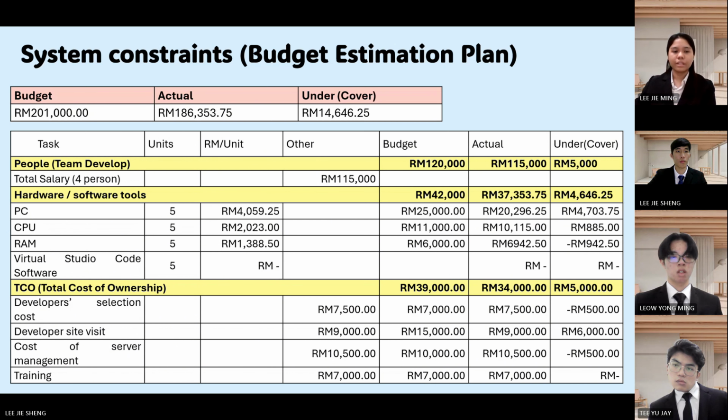So the next one is budget estimation plan. So the budget is 201,000 ringgit Malaysia. The actual cost is 186,353.75 ringgit Malaysia, and the undercost is 14,646.25 ringgit Malaysia.